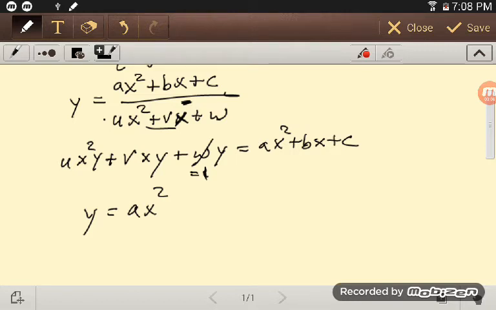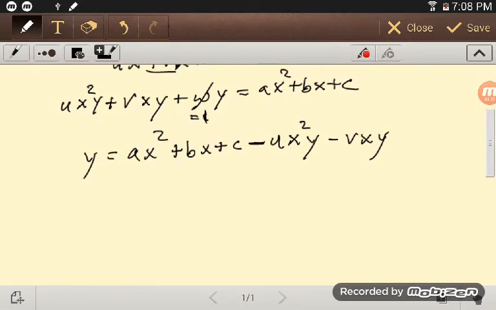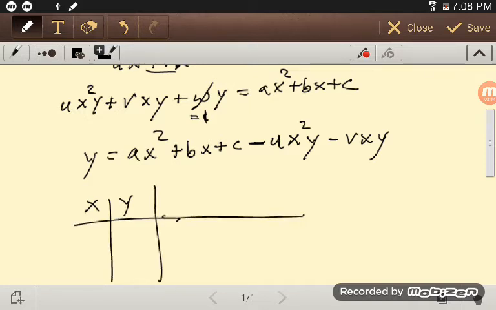Okay, so ax squared plus bx plus c. Now, I wouldn't have to write this as minus, but it might keep me from screwing up. Minus u x squared y minus v x y, like that. And so what that says is if I started with my columns x and y, what I need to do is add some more columns.